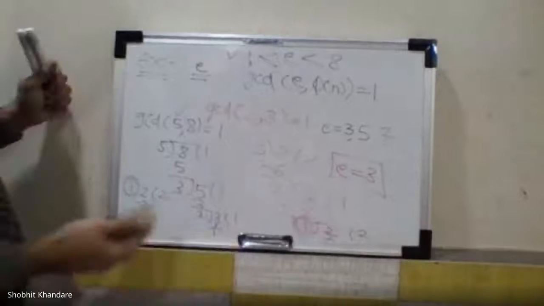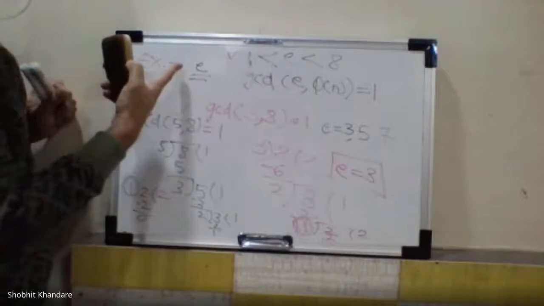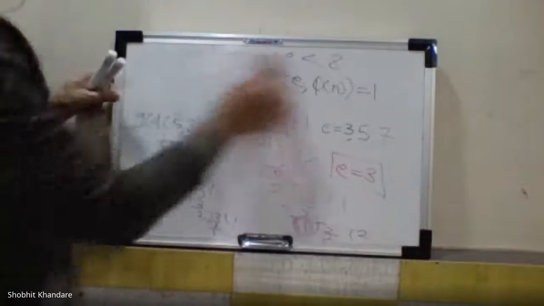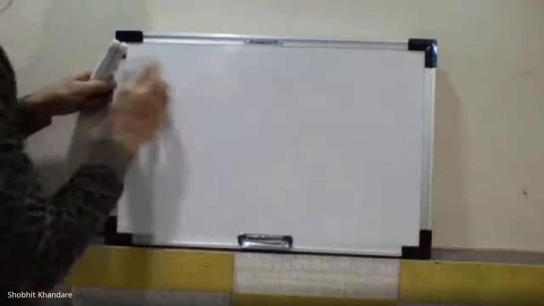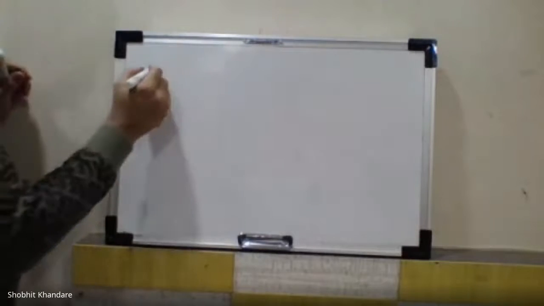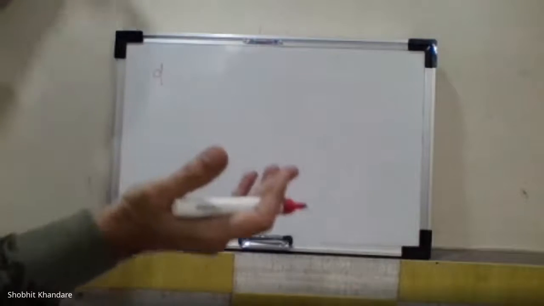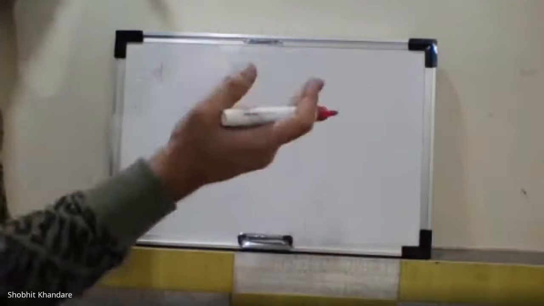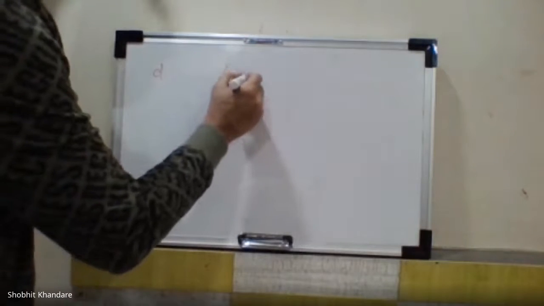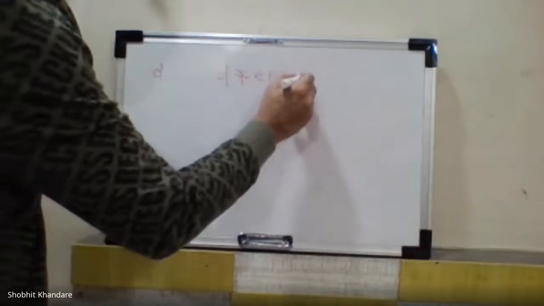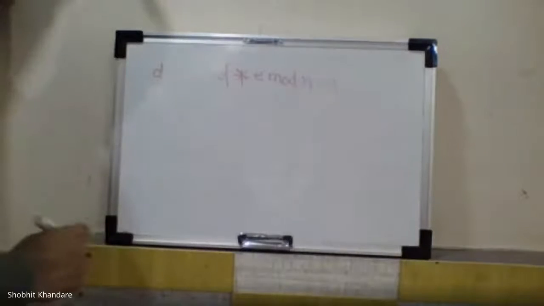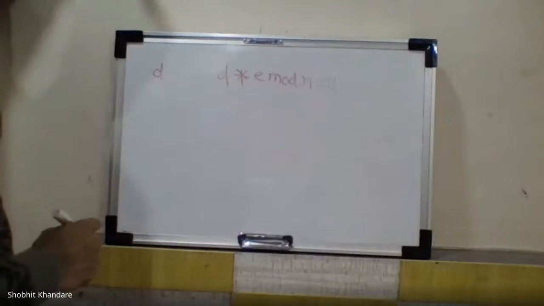Now we'll proceed further to get the value of small d. To get the value of small d, there are no other conditions. The only condition is that d into E mod of n should be 1. That is the only condition we have.